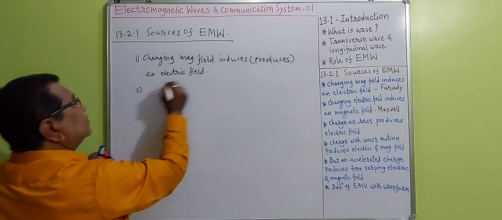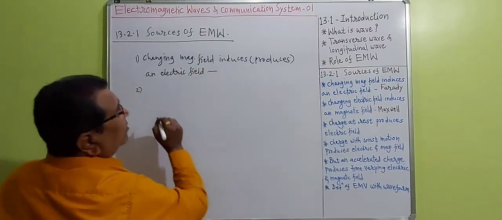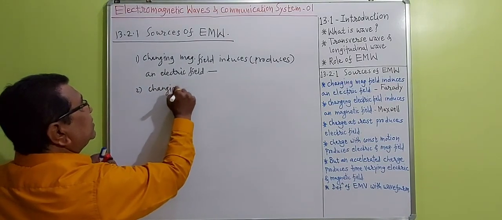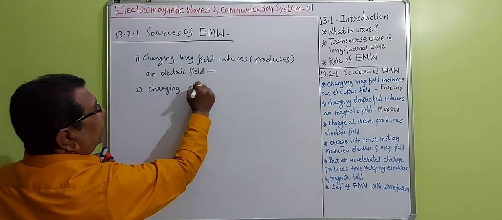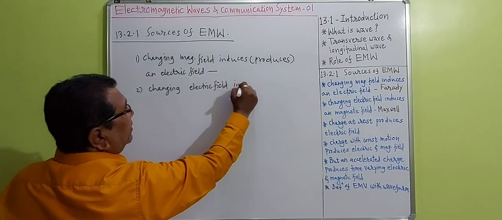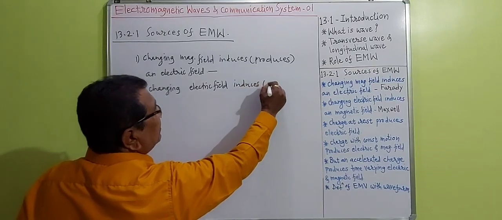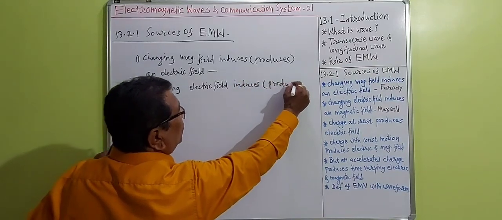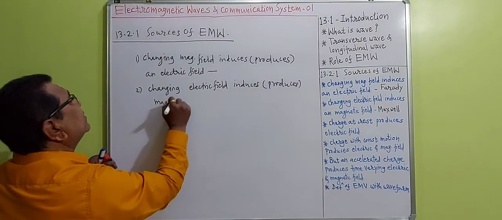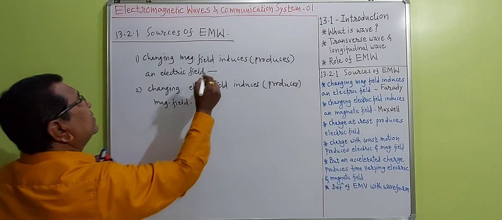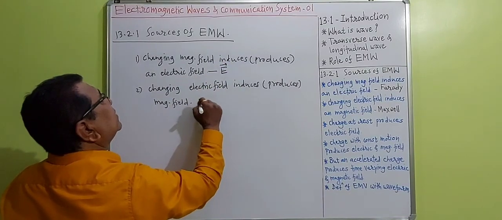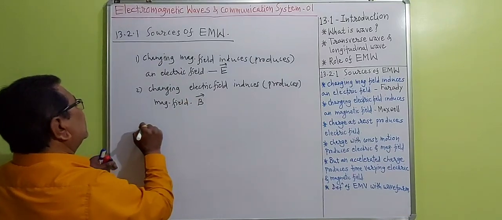Number 2, it is called as what? Faraday's law. The number 2, a changing electric field induces, or we call it as produces, what? Produces a magnetic field. Electric field is denoted by E vector and magnetic field is denoted by B vector.